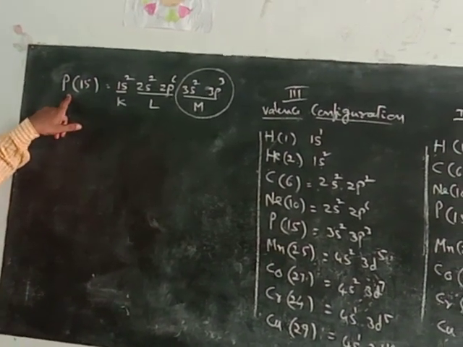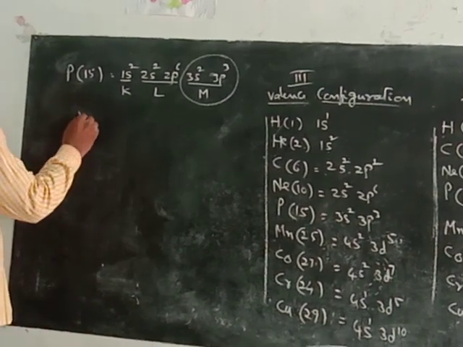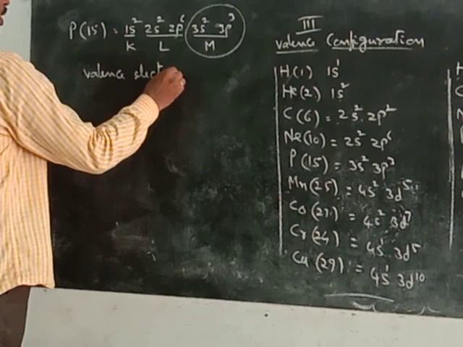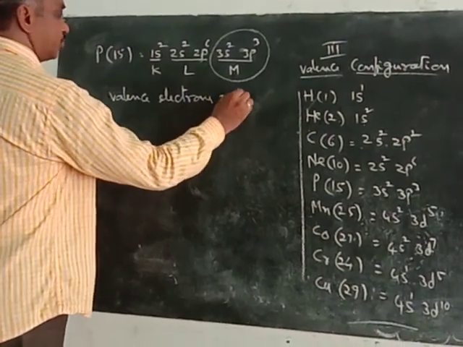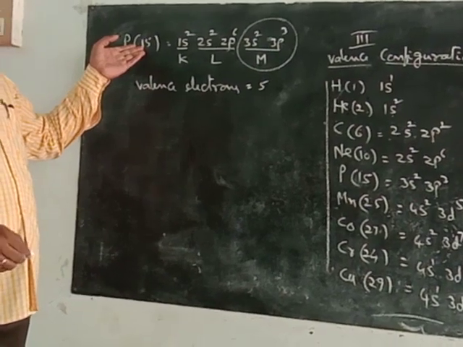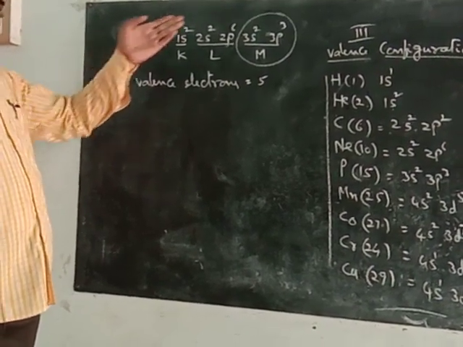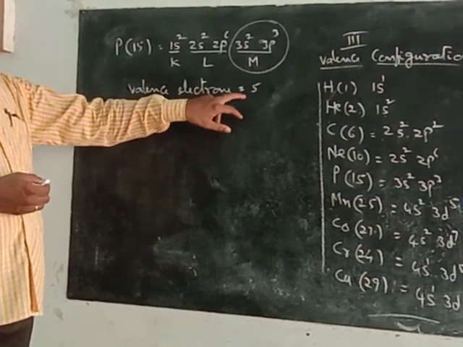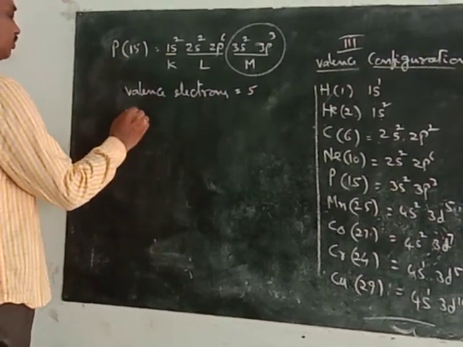How many valence electrons are in phosphorus? Valence electrons in phosphorus is 5. How to get 5? Atomic number 15 minus the inert gas. The nearest inert gas is neon, so 15 minus 10 is 5. 5 valence electrons.